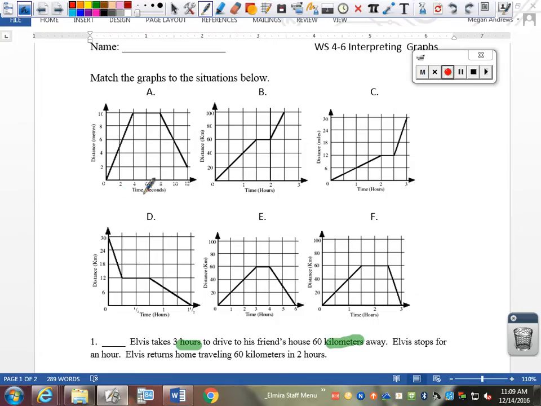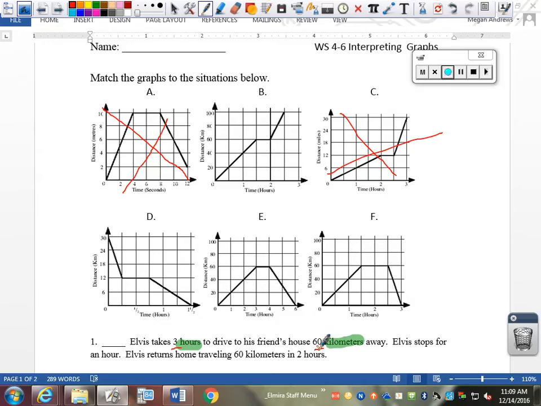So this one says time in seconds, so nope. Hours, hours, hours, hours, hours. Okay, kilometers. That's kilometers. This one's miles, so that's not it. Kilometers, kilometers, kilometers. Okay, so we've already eliminated 2 graphs just because it's not even the right units. All right, so now we're going to look at numbers. Elvis takes 3 hours to drive to his friend's house 60 kilometers away.